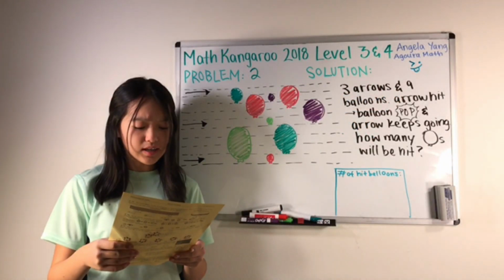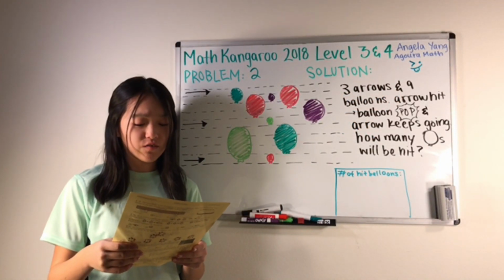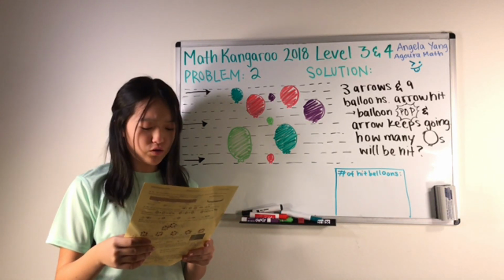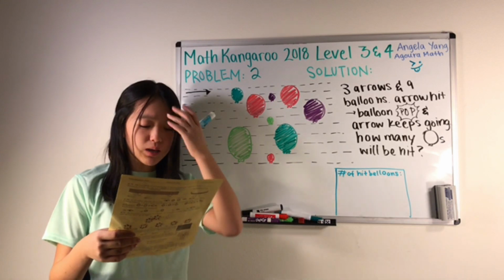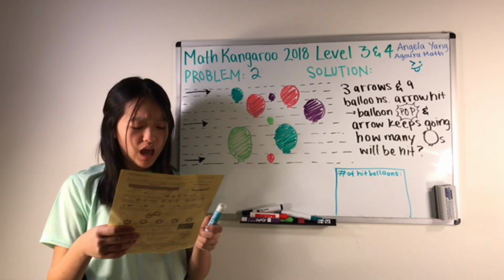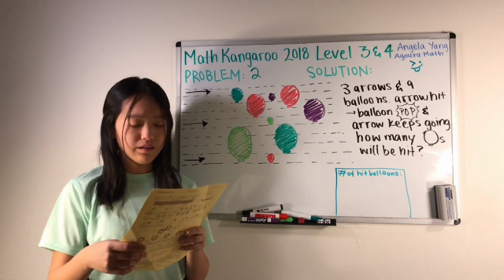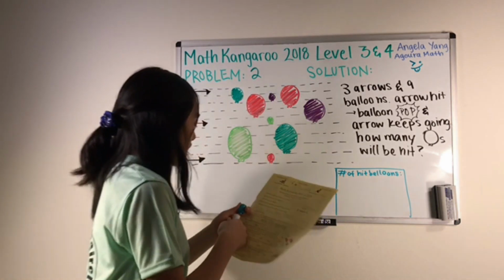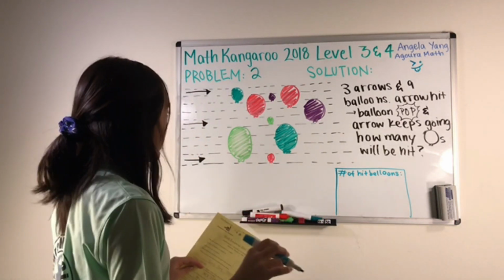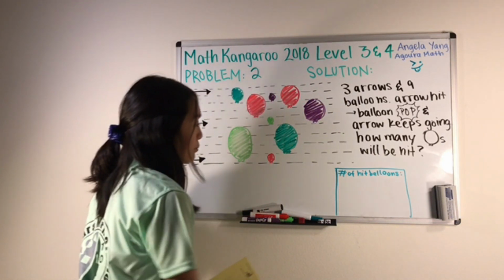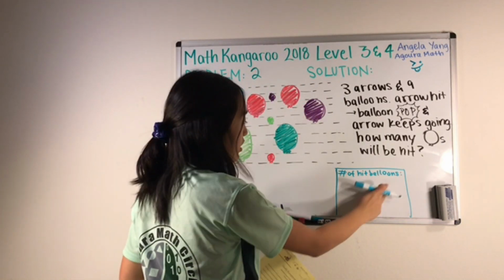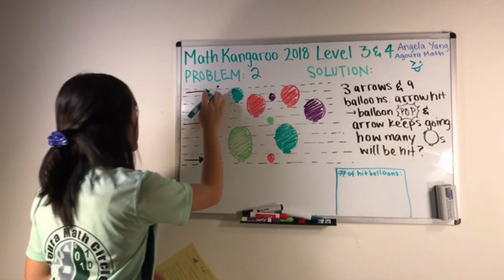Problem number 2 says, the picture shows 3 arrows that are flying and 9 balloons that can't move. When an arrow hits a balloon, the balloon pops and the arrow keeps flying in the same direction. How many balloons will be hit by the flying arrows? So it's evident here that the best way to go is just to extend the arrows and continue them down the line. So I'm going to be using a box for tally marks for every balloon that we hit. So let's start off with the first arrow.